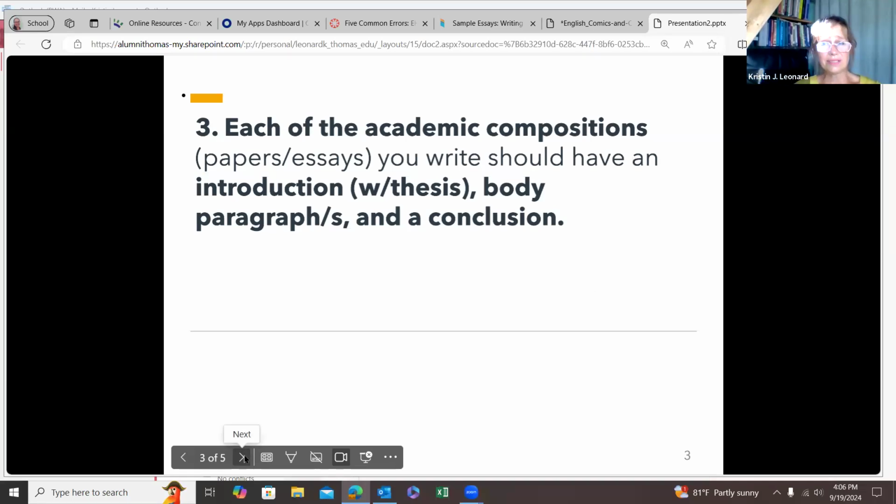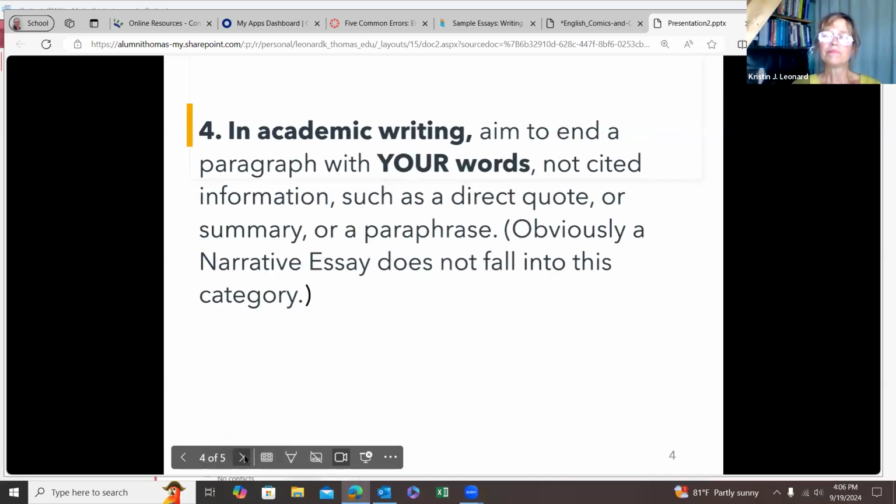It's better to be safe and at least do this, better to do more than do less. All right. In academic writing, again, I'm talking about a college composition, aim to end the paragraph with your words. I'm referring to citing in either MLA or APA. So the last sentence in that paragraph should be your words, not cited information. For example, a direct quote, a summary, or paraphrase. Obviously, a creative work, a narrative essay would not fall into that category.